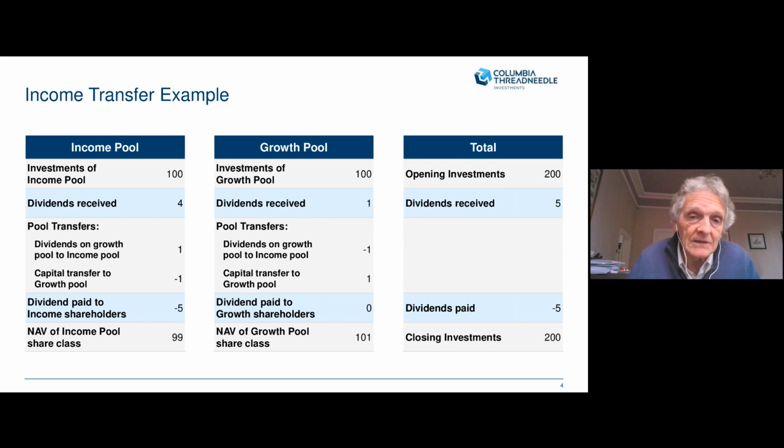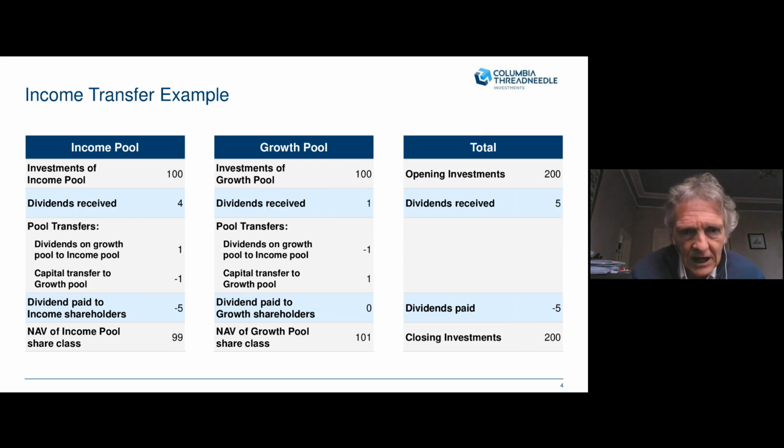As they're received by the growth shares, they get put on a conveyor belt that heads across to the income shares, where you can see a +1. At the same time, the same amount is transferred from the income shares back to the growth shares, except it's called capital. So actually it's a round trip. The income pool gets 1% more of dividend income, and the growth pool gets 1% more of capital growth.